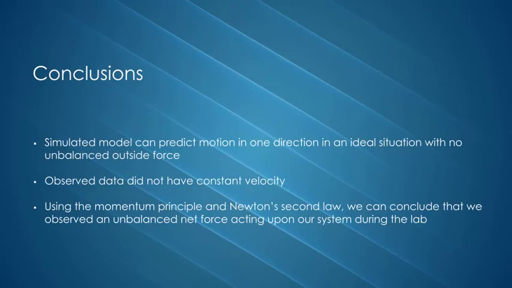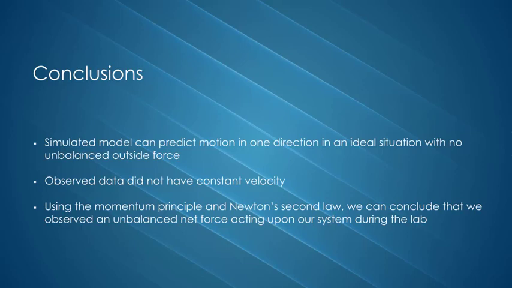Overall, while our simulated model may be good at predicting motion in one direction when there is no net force, that may not always be true in the real world. In our physical experiment, we found that we had a non-constant velocity. It started off around 1 meter per second and slowly decreased to around 0.75 meters per second.